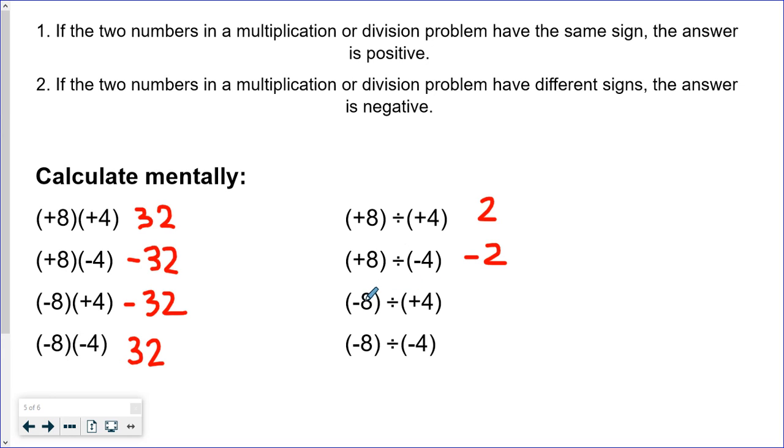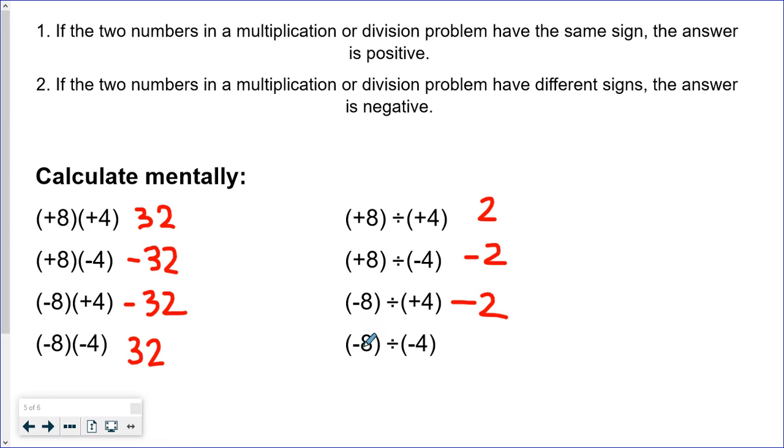Same here. I have a negative 8 and a positive 4. So if I divide these, I know that 8 divided by 4 is still 2. Both of these signs are different from each other. That means the answer must be negative. So this must be a negative 2.